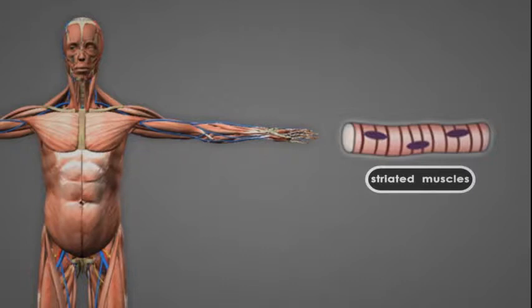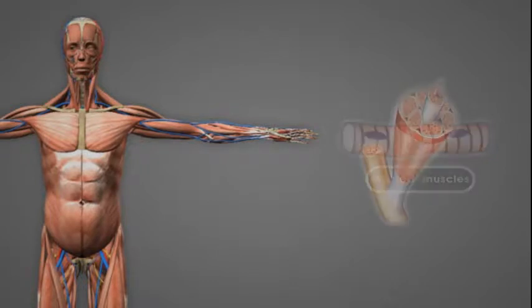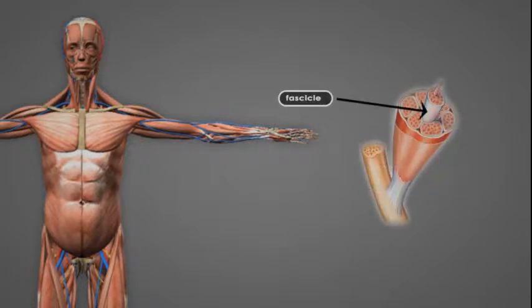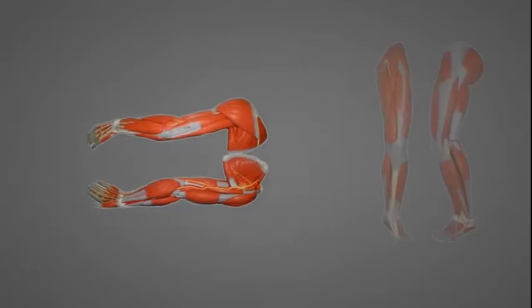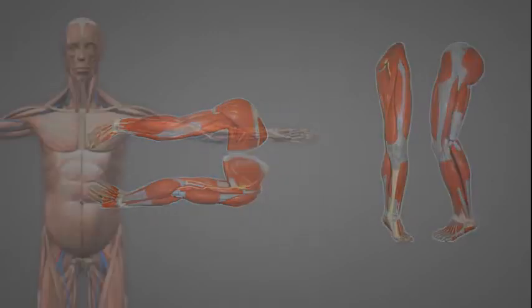The striated muscle occurs in bundles called fascicles. Each fascicle has a large number of muscle fibers that are held together by connective tissue, commonly found in arms and legs. It provides force for locomotion and all other voluntary movements of the body.